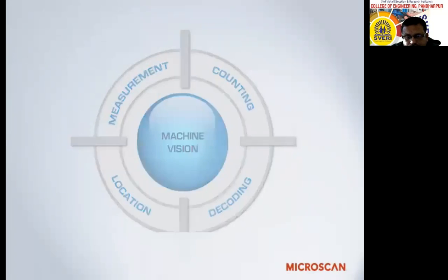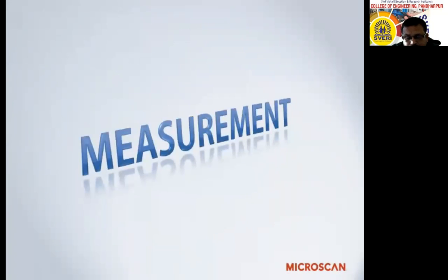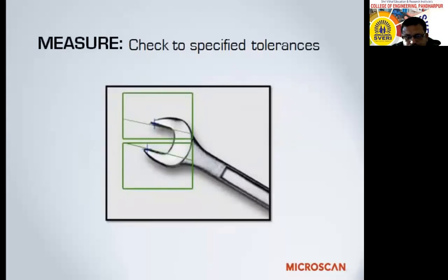Since its start, machine vision has been widely used for measurement. And by this, we mean the automated measurement by a machine. That measurement can then be checked to a specified tolerance.